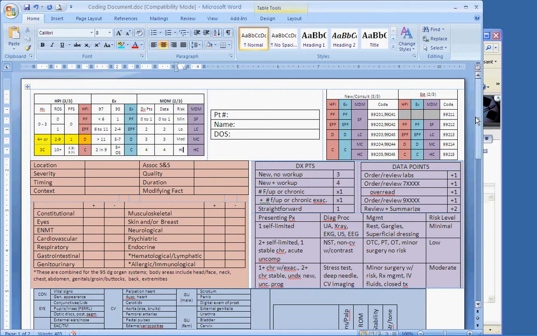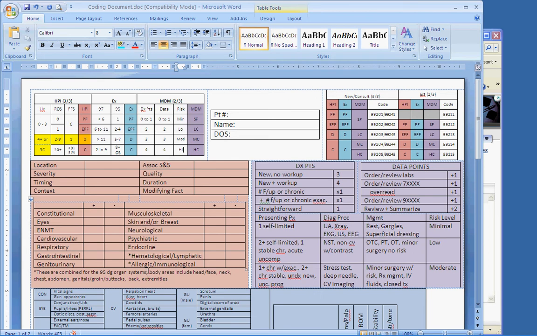Now the 95 guidelines use what are called organ systems. Organ systems are the same as a review of systems, except that these last two that are starred, they're combined. Okay, so if you see in the exam portion where it mentions the vitals and the patient is in no acute distress, that would be constitutional. Anything that's mentioned in terms of organ systems, you can check off.